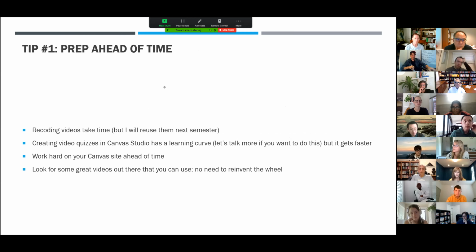So here's the tips to flip the class. If you want to do it, and I'm sure it's part of what Hashim's doing, prep ahead of time. It's going to take time to flip the course. You have to do it if it's worth it.